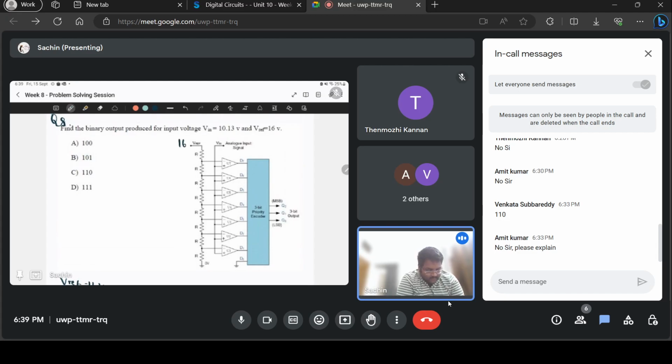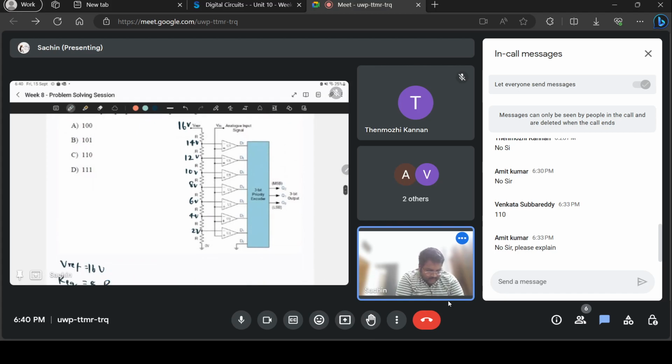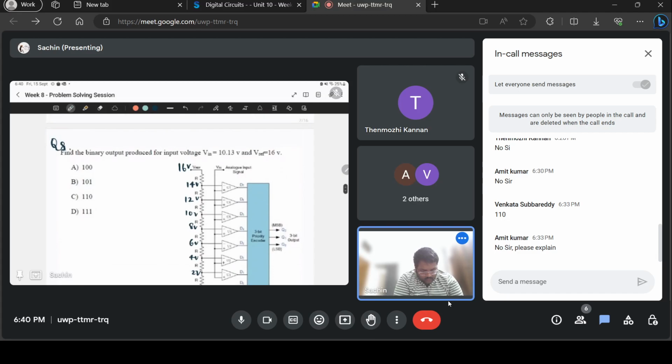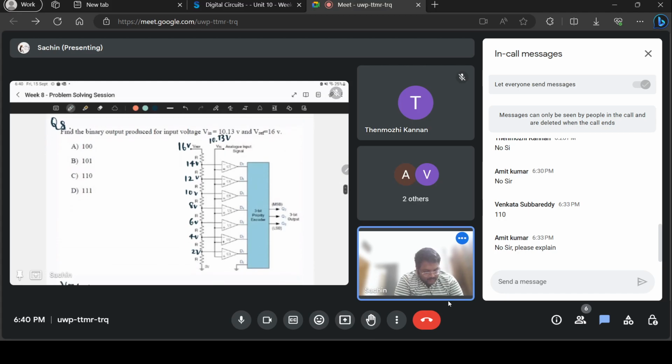So this is at 16 volts. 2 volts will drop across the first resistor. So this point will be at 14 volts. This point will be at 12. So it will be 10, 8, 6, 4, 2. And you can notice that these things are connected to the negative terminal of each of the op amps. Now, the input voltage is 10.13 volts. This voltage is connected to the positive terminal of each of the comparators.